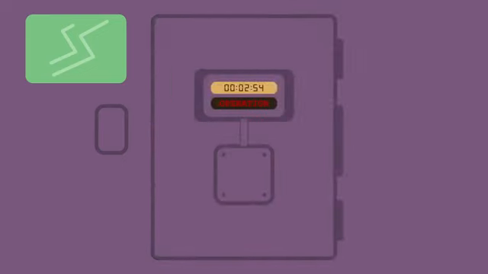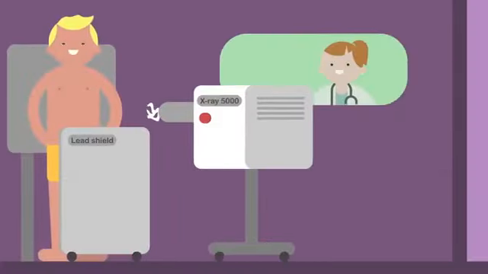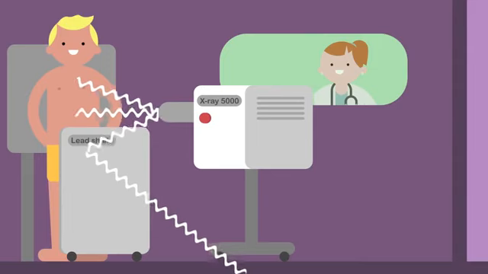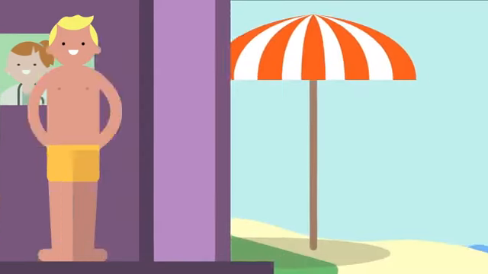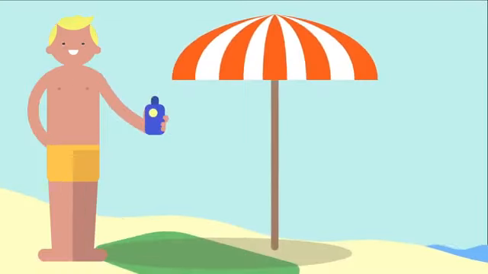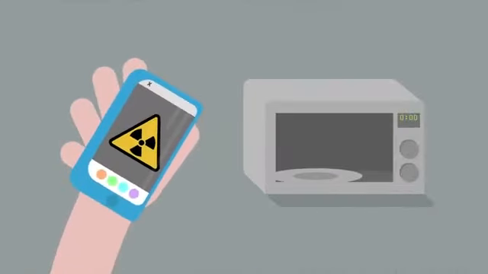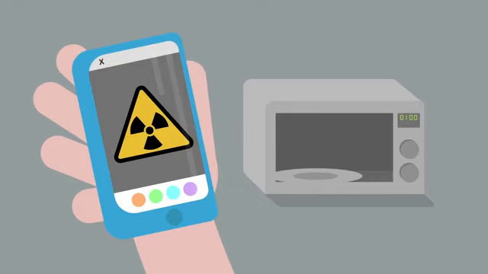That's why, as an extra precaution during X-rays, doctors shield body parts they don't need to examine, and why beachgoers use sunscreen. In comparison, cell phones and microwaves operate at the lower end of the spectrum, so there is no risk of ionizing radiation from their use.